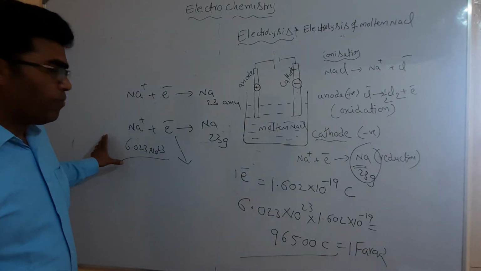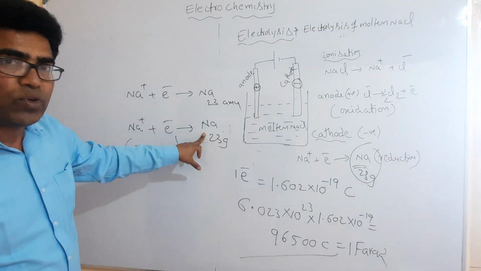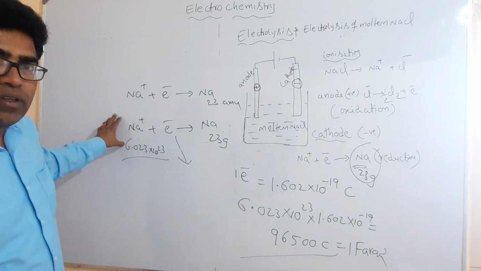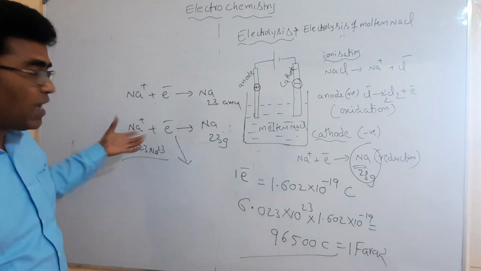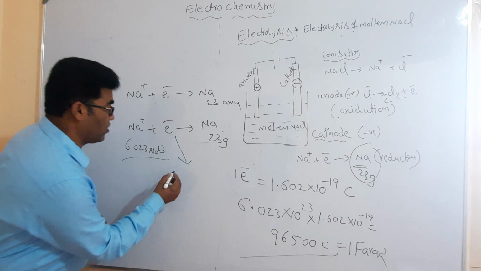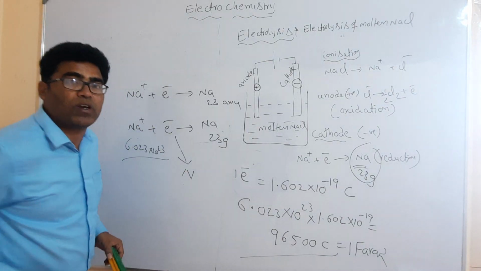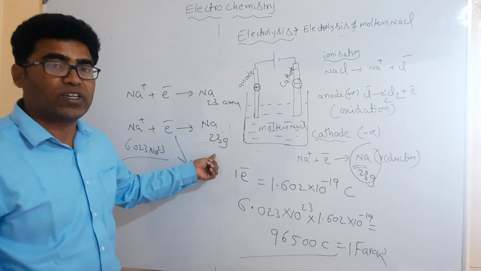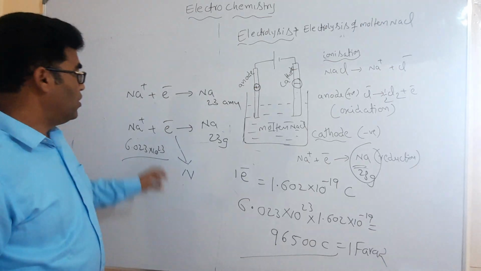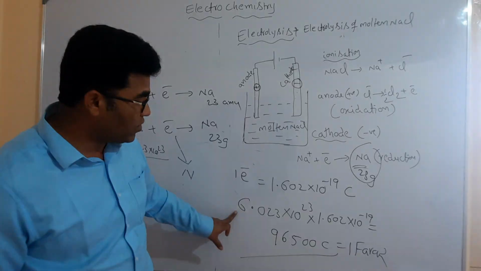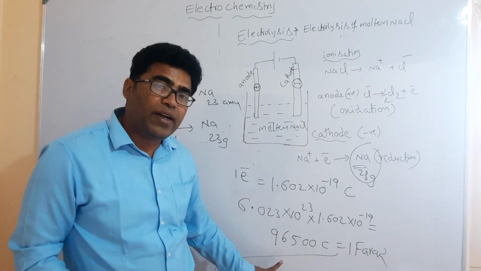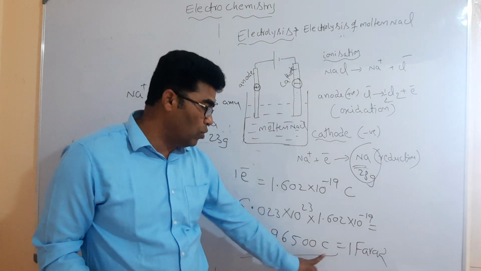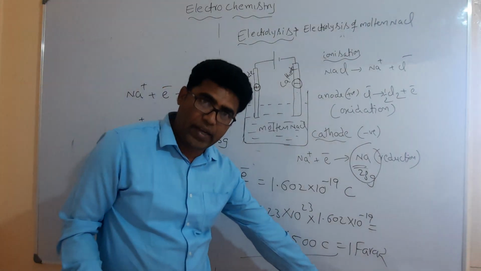For the deposition of 23 gram sodium, Avogadro number of sodium ions has to gain Avogadro number of electrons. Then only 23 gram sodium is formed. See, Avogadro number of electrons, their charge is how much? 96,500 coulombs. That means 1 Faraday.